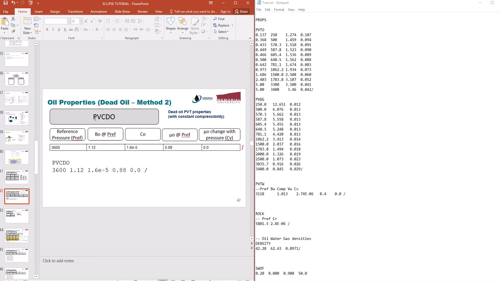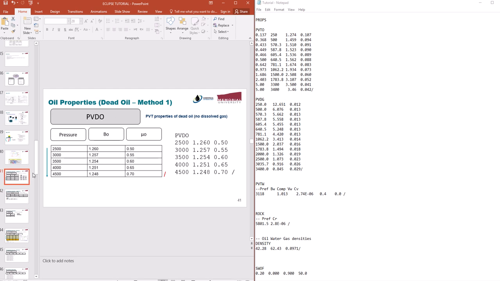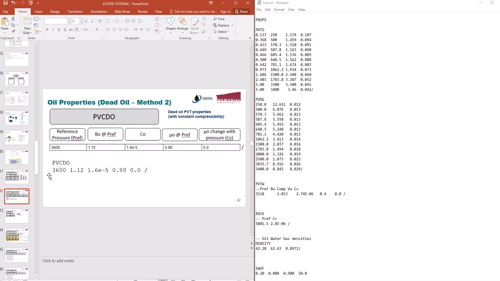The second method is using the PVCDO keyword. With the PVCDO keyword, you don't have a table. So when you don't have a table, for example, you didn't measure all these properties at different pressures, you can have one reference pressure, for example, in this case 3600, and at this reference pressure you calculated the oil formation volume factor, okay, 1.12, and you also need to give Eclipse the CO, which means the compressibility of oil.